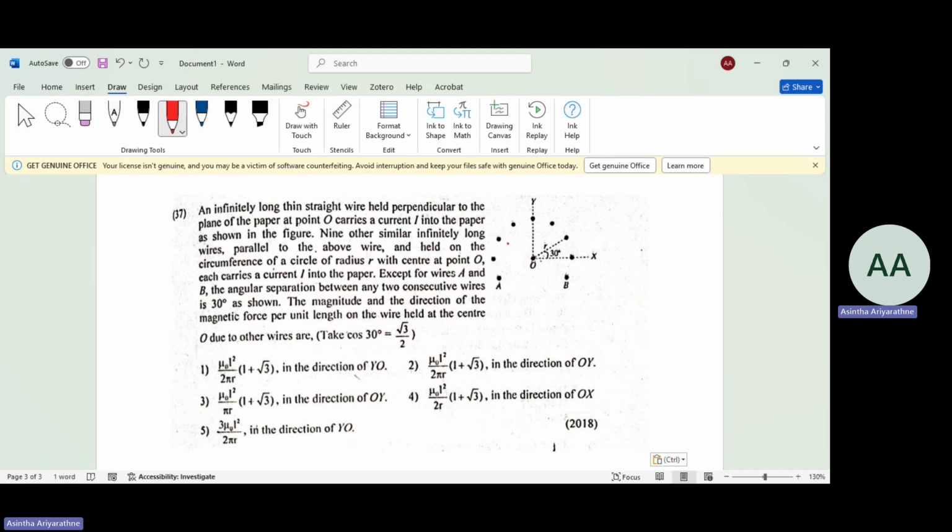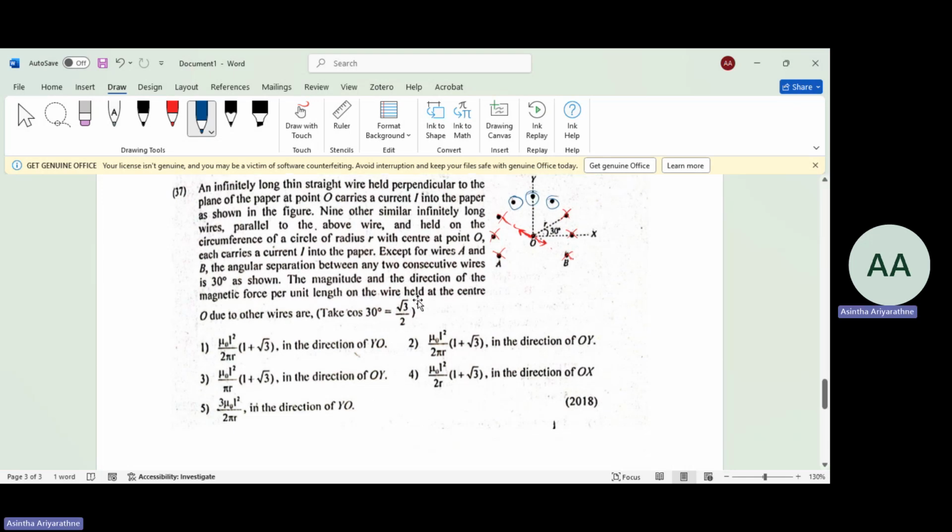Here, first we have to consider these two wires. For example, the distance is the same between these two wires and these two wires. So there would occur an attraction force with the same magnitude but opposite direction, so they get cancelled out. The same thing happens to these two conductors, and the same thing happens to these two conductors. Only the resultant force would be due to these three conductors.